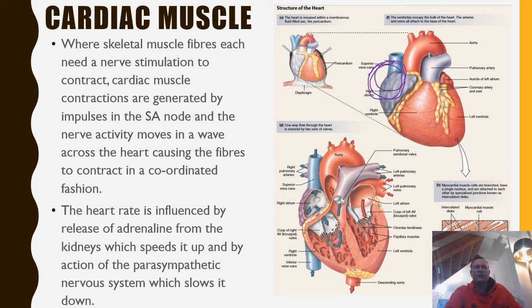So where skeletal muscle fibers each need a nerve stimulation to contract, cardiac muscle contractions are generated by impulses in the sinoatrial node, and the nerve activity moves in a wave across the heart, causing the fibers to contract in a coordinated fashion. The heart rate is influenced by release of adrenaline from the kidneys, which speeds it up, and by action of the parasympathetic nervous system, which slows it down.